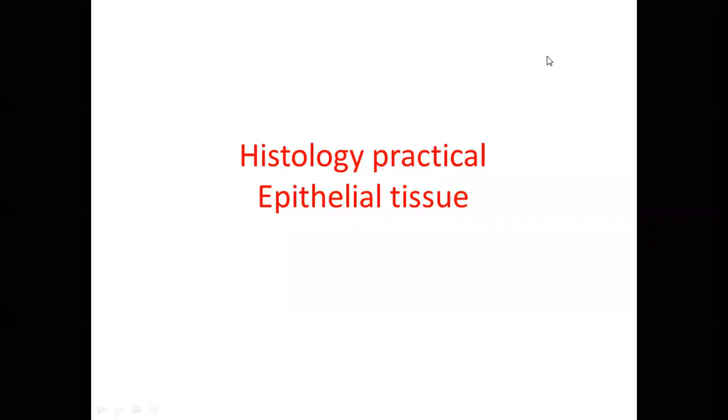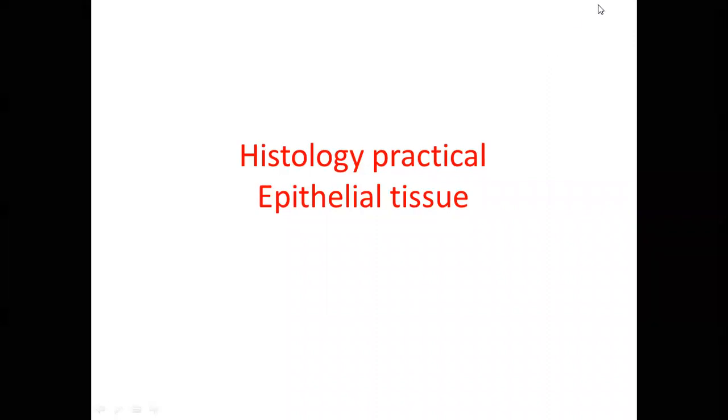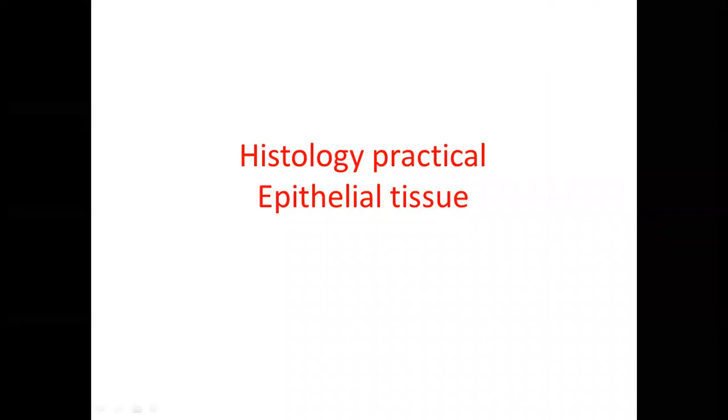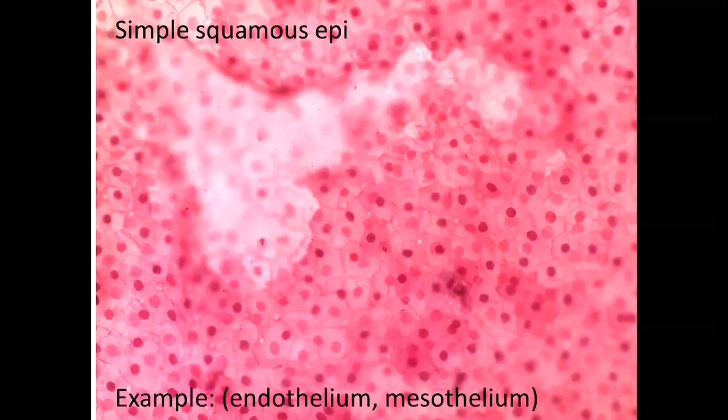Histology practical: epithelial tissue. The principal function of epithelial tissue is covering, lining, and protecting surfaces, for example, the epidermis. Another function is absorption, for example, the intestinal lining, and another is secretion by cells of the gland. About the classification of the epithelia, generally they are classified into covering, glandular, and special.